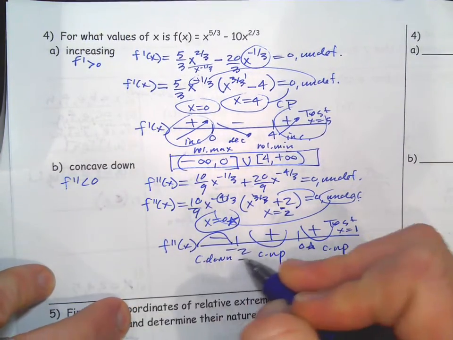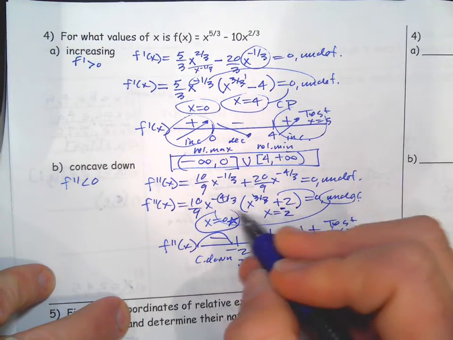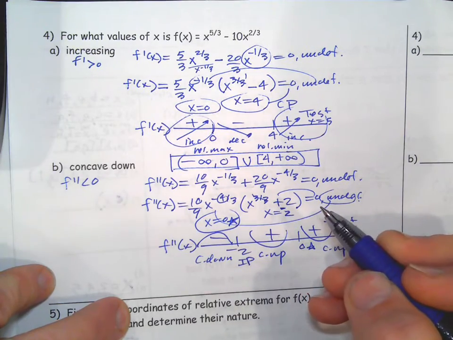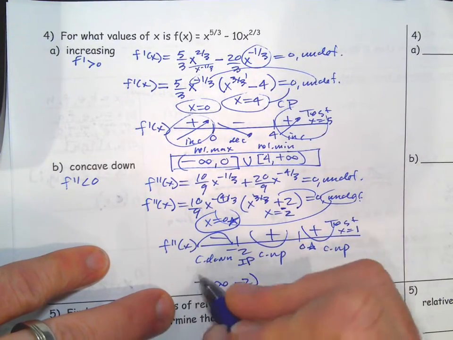So this is an inflection point also, by the way, right? Which you should be able to identify at this point if they're inflection points. If they have that bounce issue, they're not an inflection point. So concave down would be negative infinity to negative 2. We don't include the endpoints.